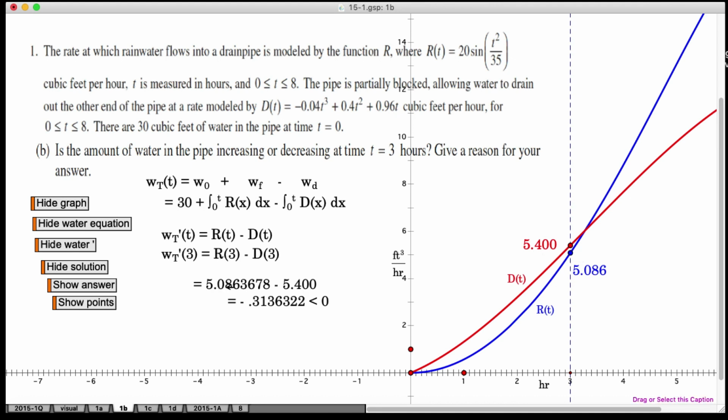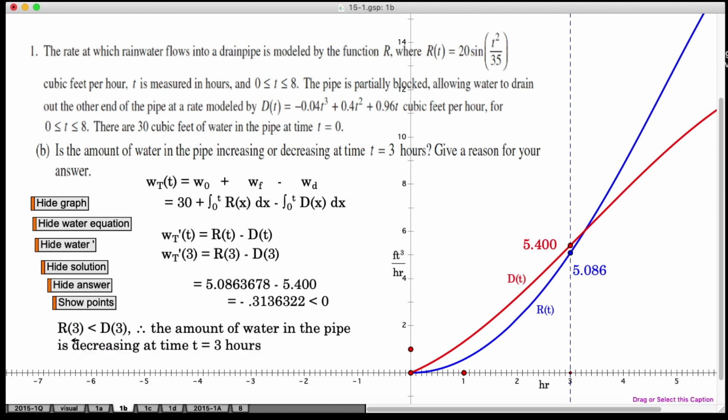this is the water that's flowing in, and this is the water draining out. You'll see this is greater, therefore the difference is negative, which is less than 0. My answer would be the amount of water filling into the pipe is less than draining out, therefore the amount of water in the pipe is decreasing at time t equals 3. Here's what they gave you the points for. There are 2 points for this part of the question. 1 point considers R(3) and D(3), and 1 point for your answer with the reason. The reason would be because R(3) is less than D(3).